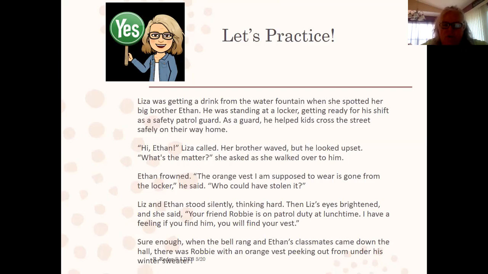Ethan frowned. The orange vest I'm supposed to wear is gone from the locker, he said. Who could have stolen it? Liz and Ethan stood silently, thinking hard. Then Liz's eyes brightened, and she said, Your friend Robbie is on patrol. Let me read that again. Your friend Robbie is on patrol duty at lunchtime. I have a feeling if you find him, you will find your vest. Sure enough, when the bell rang and Ethan's classmates came down the hall, there was Robbie with an orange vest peeking out from under his winter sweater.